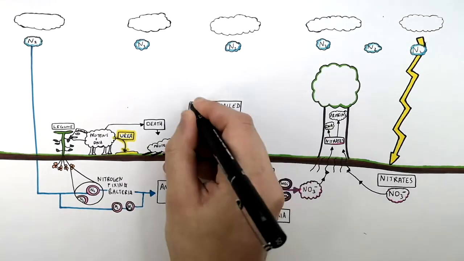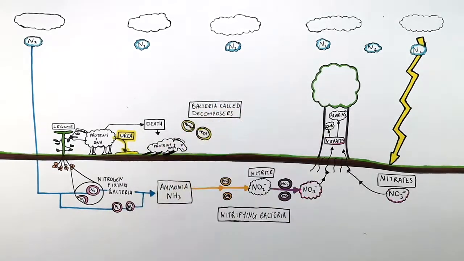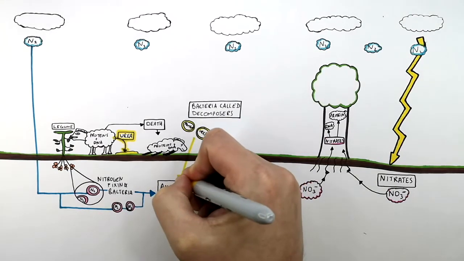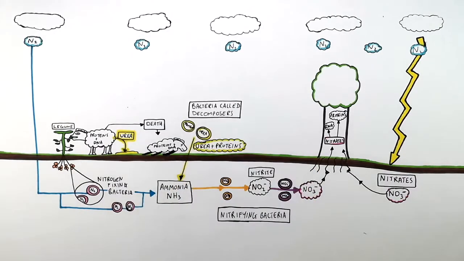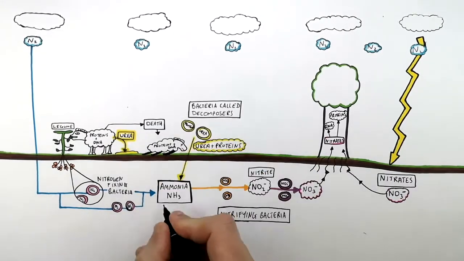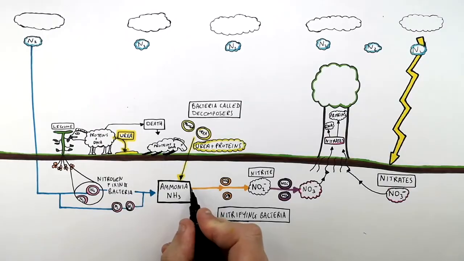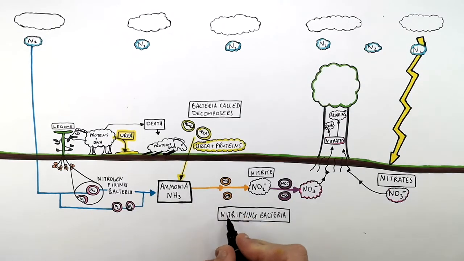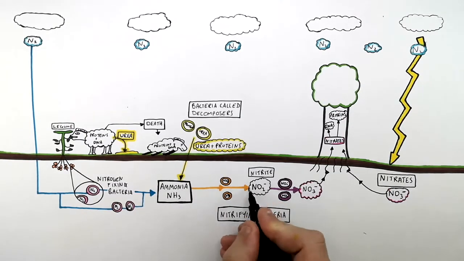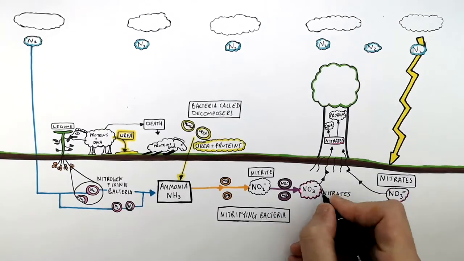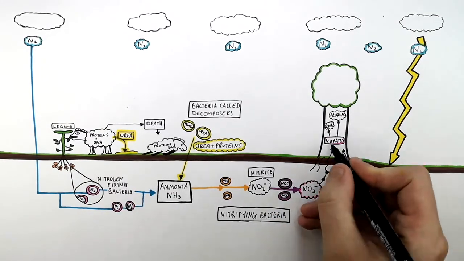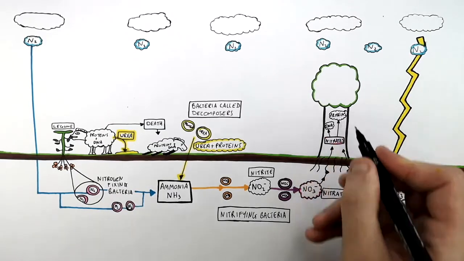So the decomposers are going to break down the urea and the proteins into ammonia, NH3. Then the ammonia is going to be converted into nitrites and then nitrates by nitrifying bacteria. And these nitrates are then going to be absorbed by the plants to be used to make DNA and proteins.